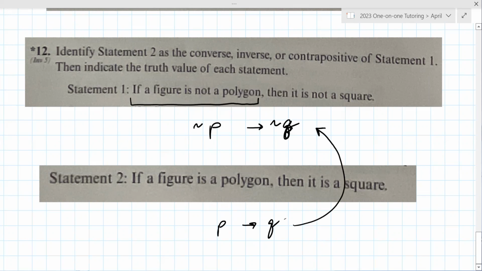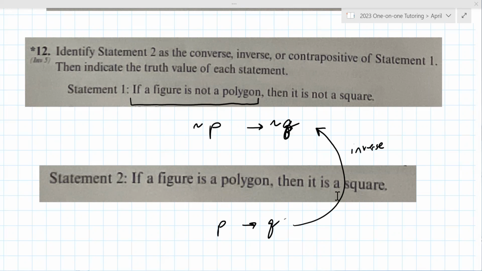So this one, because it's the same order, I believe it's called the inverse. The converse and contrapositive are something else. We can talk about those at a later time. I think contrapositive is just like the inverse, but they're also switched.